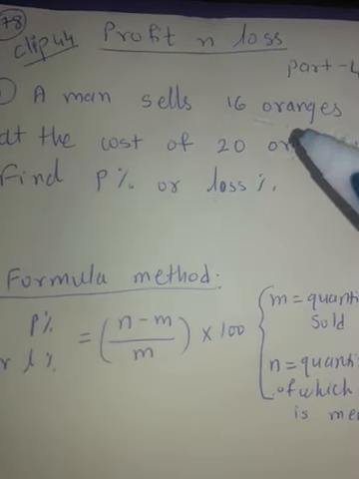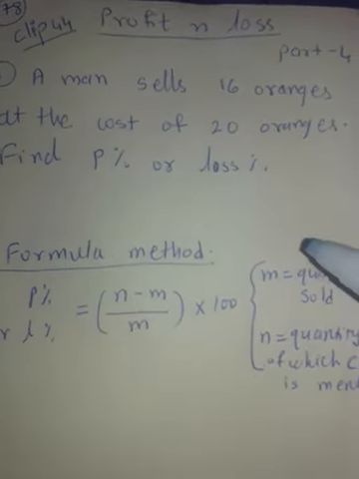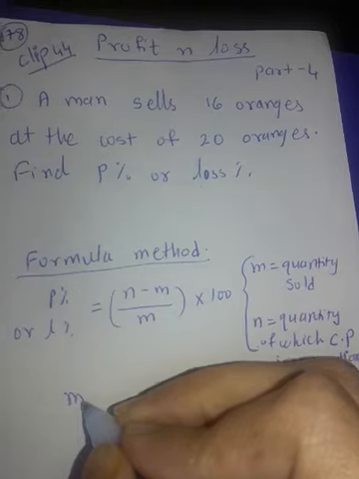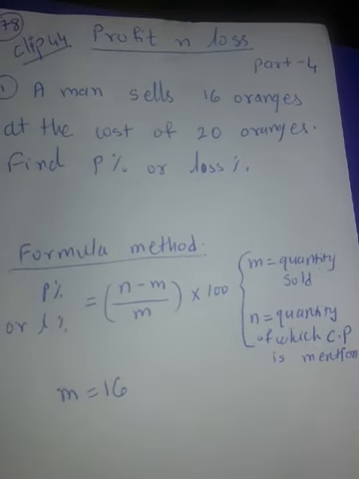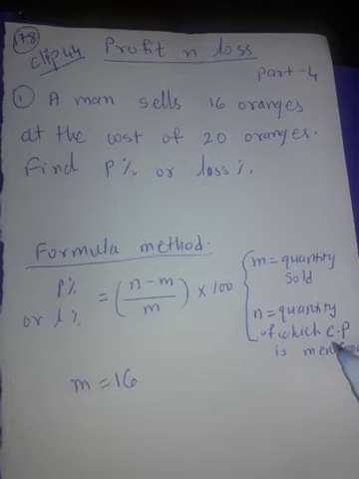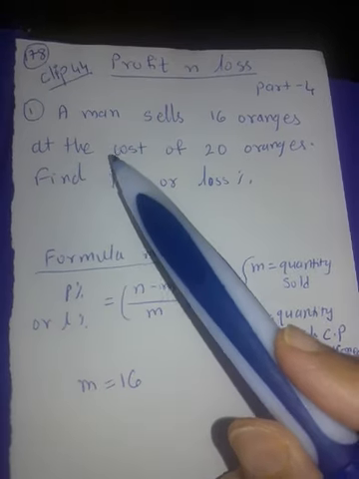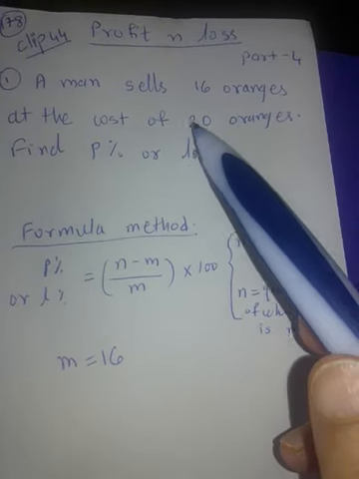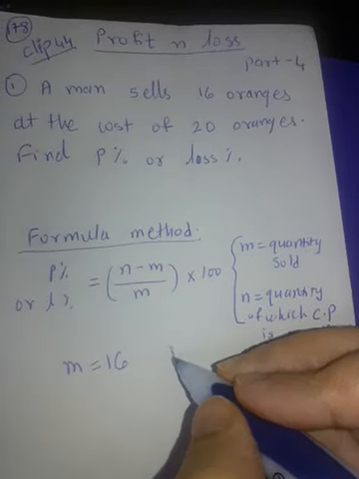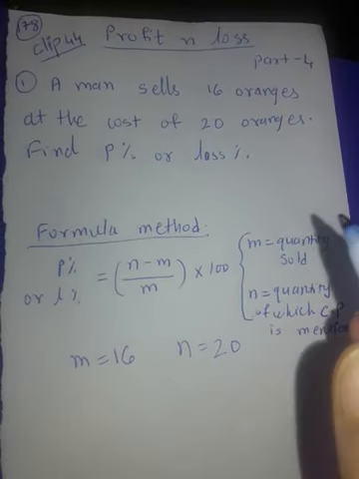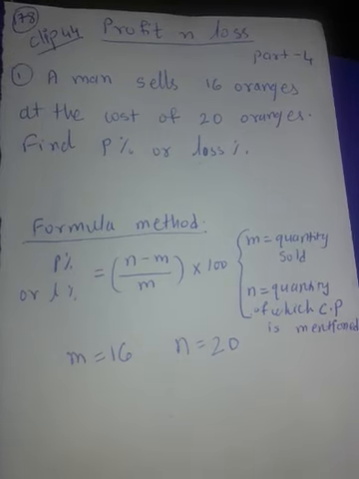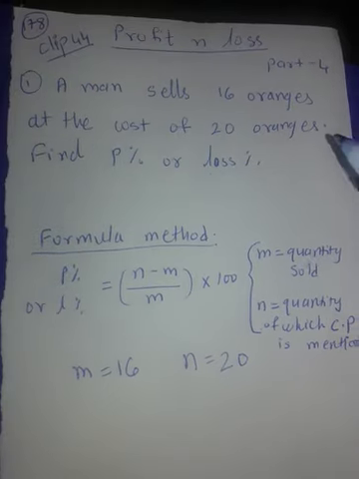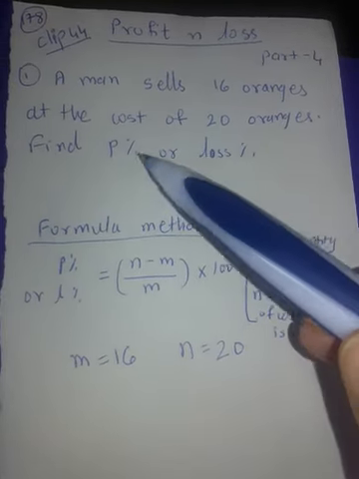Quantity sold. What is sold? A man sells 16 oranges. That means m is 16. It is sold, correct? Quantity sold. N is the quantity of which the cost price is mentioned. At the cost of 20 oranges. So the cost price is mentioned for how many oranges? 20. So n is equal to 20. We are not given the actual cost price or actual selling price. Nothing is given to us. So we won't be able to find actual profit or actual loss. We will be able to find only the percent.